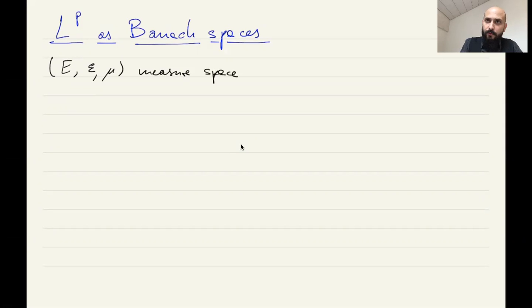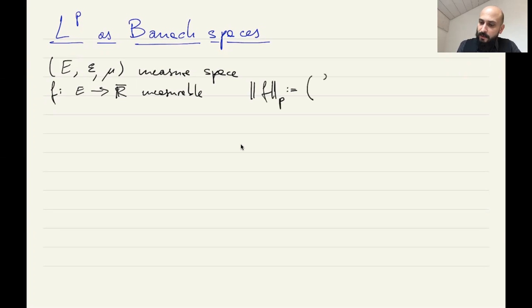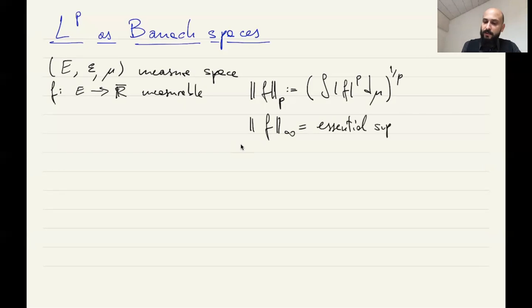and for measurable functions on this set E, we define the p norm, which is the integral of the p power of the function. And we shall consider the functions for which this norm is finite. If p is infinity, we also define the norm as the essential sup, so the sup up to a set of measure zero.